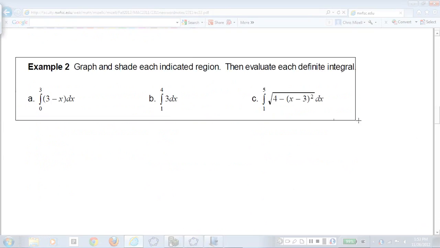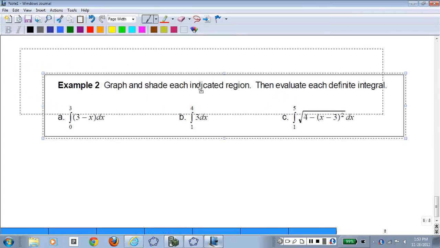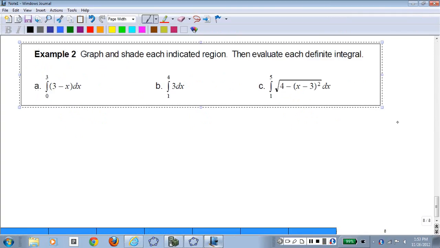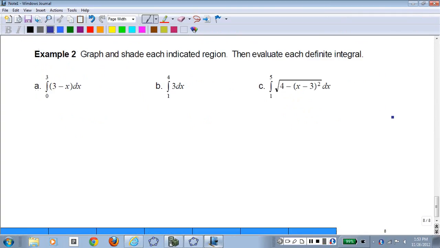Example 2. Basically we just want to use familiar formulas from geometry to evaluate these integrals. We could also use calculus to evaluate the integrals. We just haven't learned how to do that yet. So we're going to use each of these integrals as something that represents the area bounded by a continuous function and the x-axis, and calculate the area.